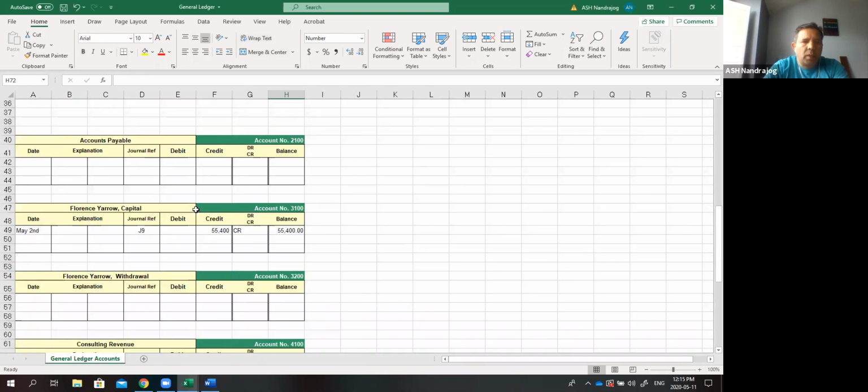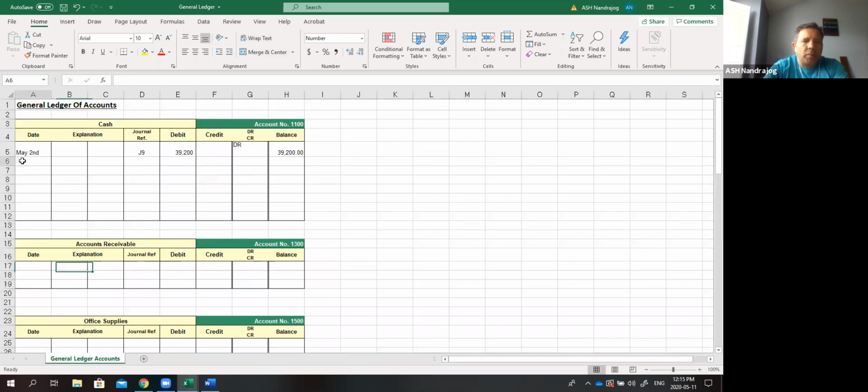So we go to our cash account and we put the date May 2nd, J9, $2,500 credit. Okay. Now, what would be the balance? Would it be a debit or a credit? It will be a debit, and the reason is because you had a debit balance of 39,200. Now you've reduced it by 2,500, but you still have a debit balance. So remember this. Now your balance would be 39,200 minus $2,500. So now your running balance is 36,700. This is the running balance.